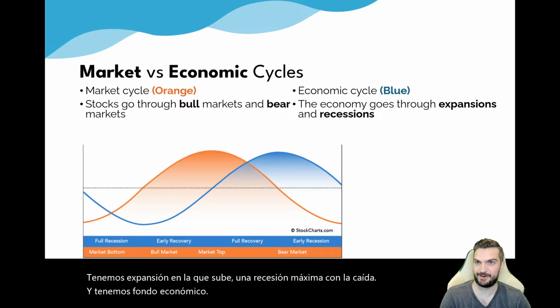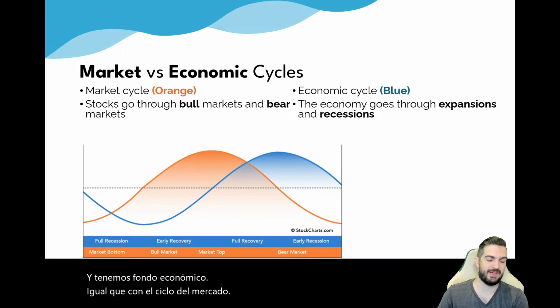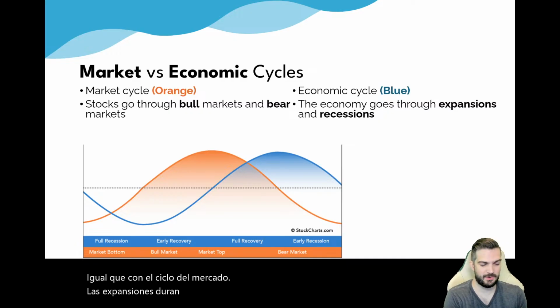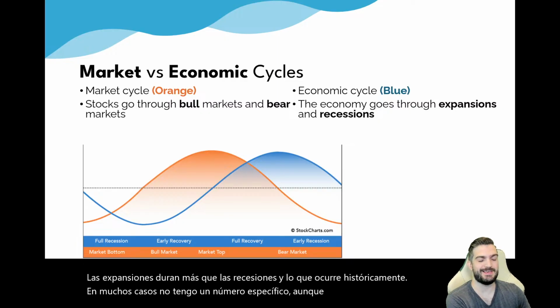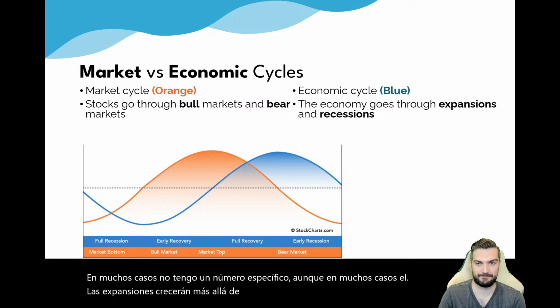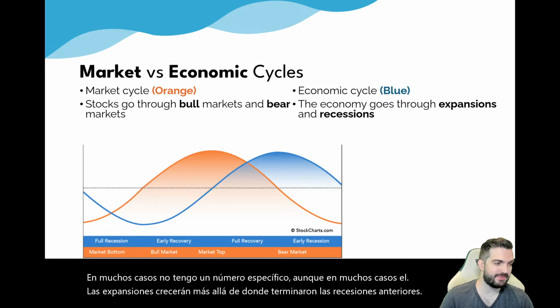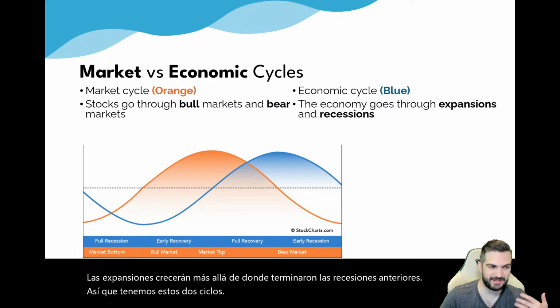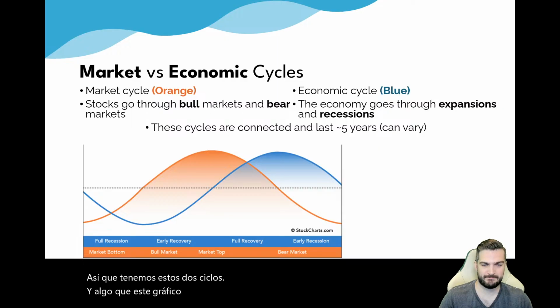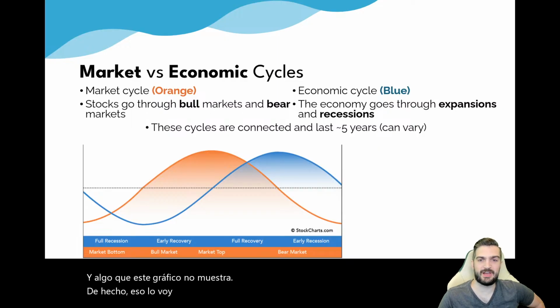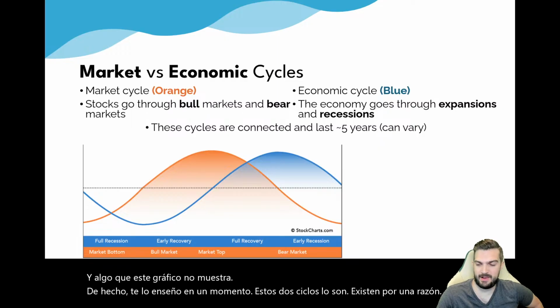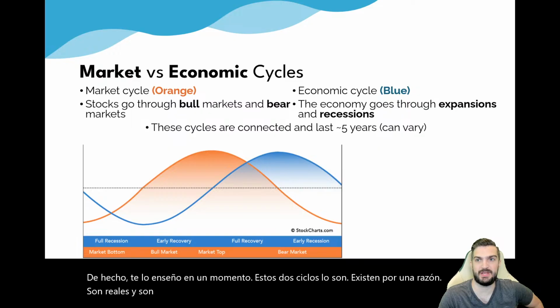This economic cycle is similar to the market cycle, but here we're looking at expansions and recessions. We have expansion where it's going up, a peak, recession with it going down, and we have economic bottom. Just like with the market cycle, expansions last longer than recessions, and historically, in many cases, the expansions will grow beyond where the previous recessions ended. So we have these two cycles. These two cycles exist for a reason. They are real, and they are something that is always happening underneath all of the news and events and AI kind of stuff.